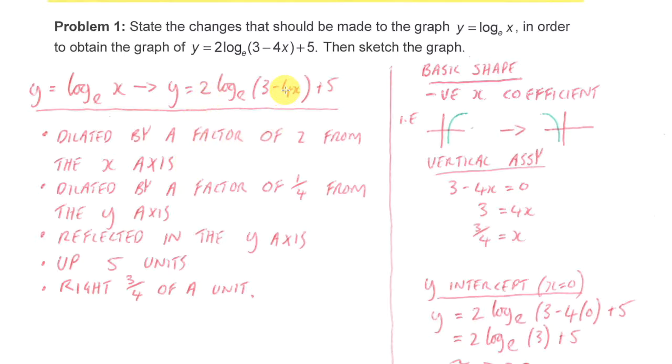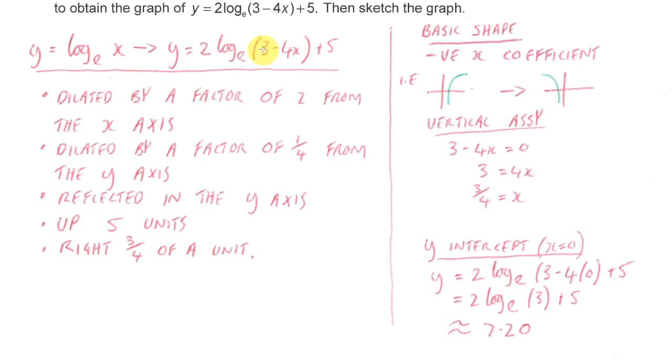That is, every y value has been multiplied by 2. We've got a negative 4 directly in front of the x, so this tells us we're dilated by a factor of 1 on 4. I ignore the sign, so it's 1 on 4 from the y-axis, so every x value has been multiplied by a quarter. Reflections: because of that negative, I'm reflected in the y-axis, so every x value is multiplied by negative 1. I am translated 5 units up because it's positive 5.